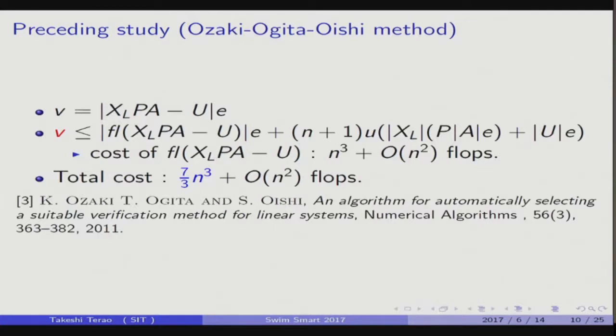One is the Ozaki-Ogita-Oishi method. Let V be this. Then V is bounded by this one, where XL is triangular, P is the permutation matrix, and A is dense. Then the cost of this calculation is n cubed flops. The total cost of the Ozaki et al. method is 7/3 times n cubed flops.